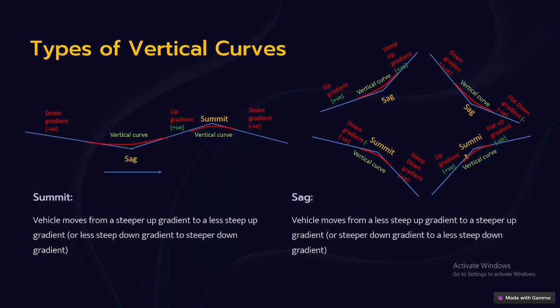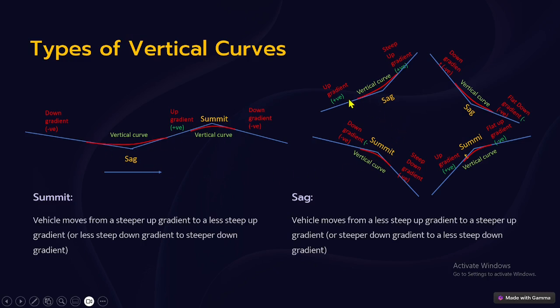In general, the situation will be an up gradient followed by a down gradient, and a down gradient sometimes followed by an up gradient. But many times this also happens: a steep up gradient followed by a flat up gradient, and a flat down gradient followed by a steep down gradient. In both cases it will form a sag. And in the other situations, a steep down gradient followed by a flat down gradient, and a flat up gradient followed by a steep up gradient, in both these cases it will form a summit. In all these situations we need to provide a vertical curve.